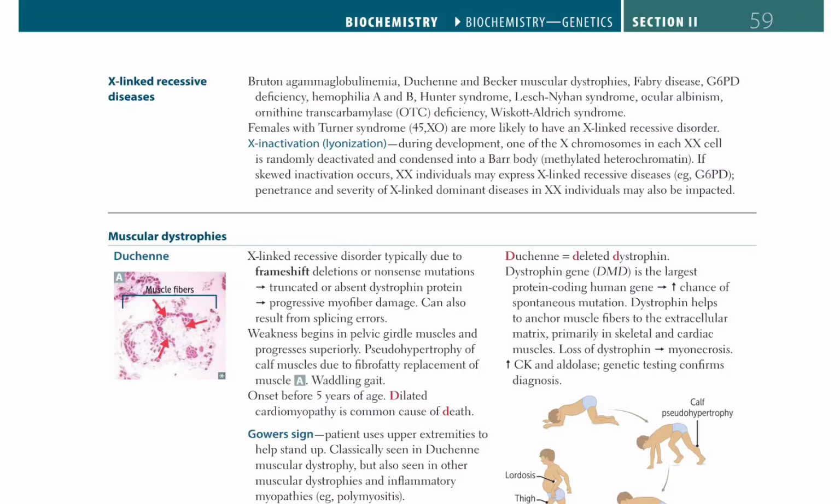Let's discuss X-linked recessive diseases. These diseases are Bruton agammaglobulinemia, Duchenne and Becker muscular dystrophies, Fabry disease, G6PD deficiency, hemophilia A and B, Hunter syndrome, Lesch-Nyhan syndrome, ocular albinism, ornithine transcarbamylase or OTC deficiency, and Wiskott-Aldrich syndrome. So these are the main X-linked recessive diseases. Females with Turner syndrome, or 45,XO, are more likely to have an X-linked recessive disorder.